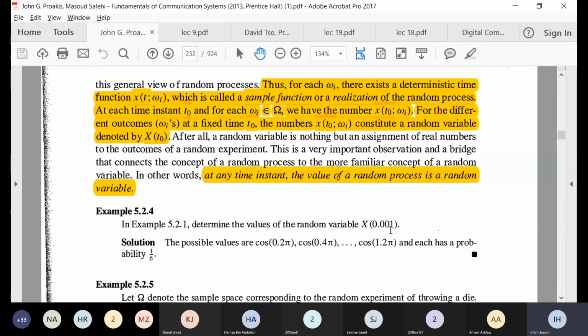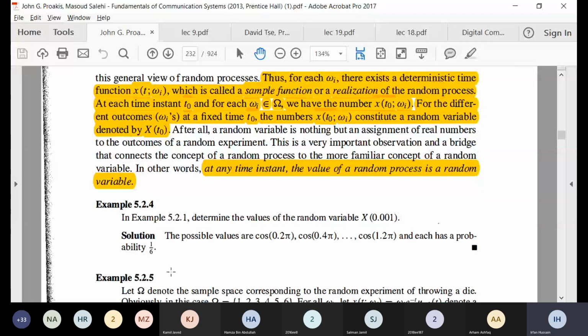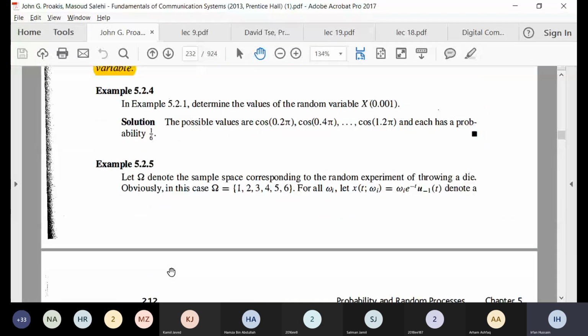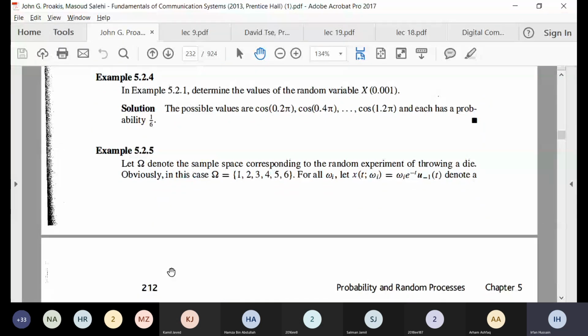All right, the time is up, so we will go on from example 5.2.5. If you have any questions, you can ask before I end the lecture. All right, so no one has any question.